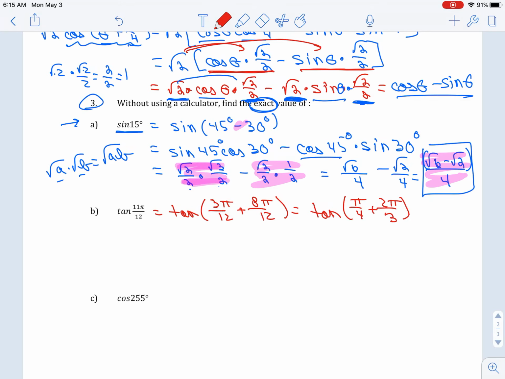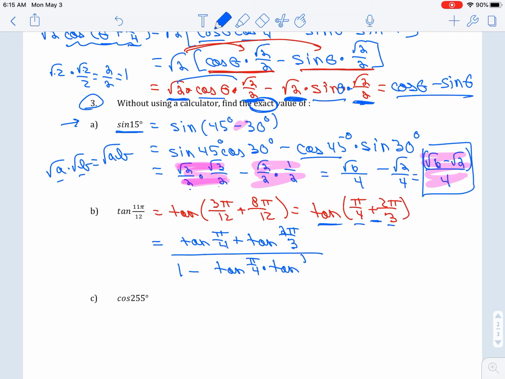Now using the formula, and you can go up to the formula sheet to see this. Remember that for the tangent one, we get a fraction. In the numerator, it's basically the tangent of this plus, because this is a plus, the tangent of this. So it's the tangent of pi over 4 plus the tangent of 2 pi over 3, divided by 1 minus the tangent of pi over 4 times the tangent of 2 pi over 3.